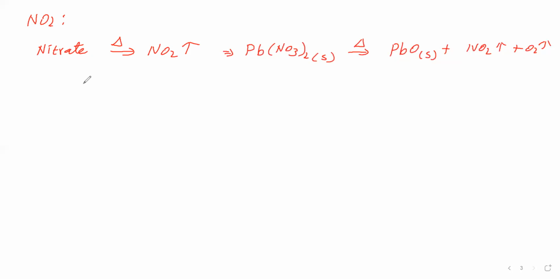Generally, metal nitrates on heating give metal oxide, NO2 and O2.